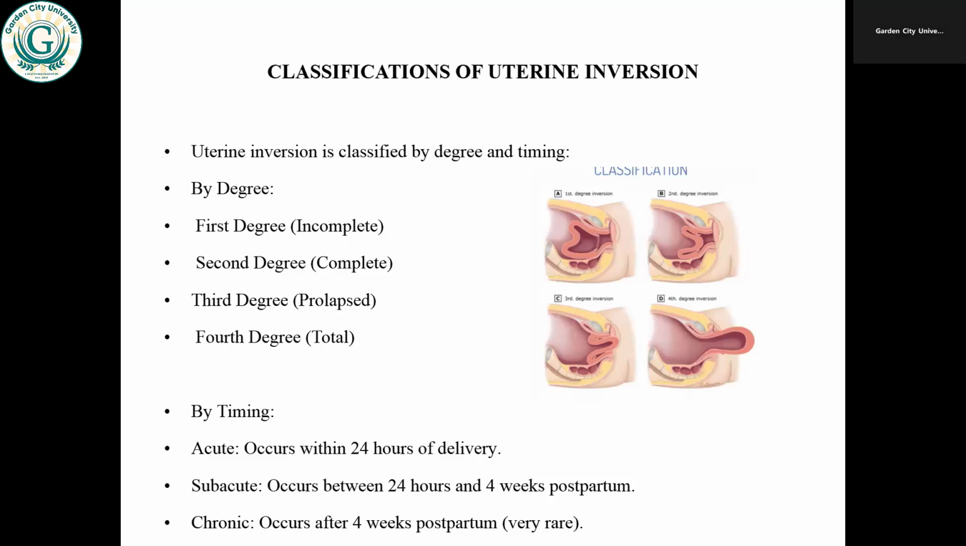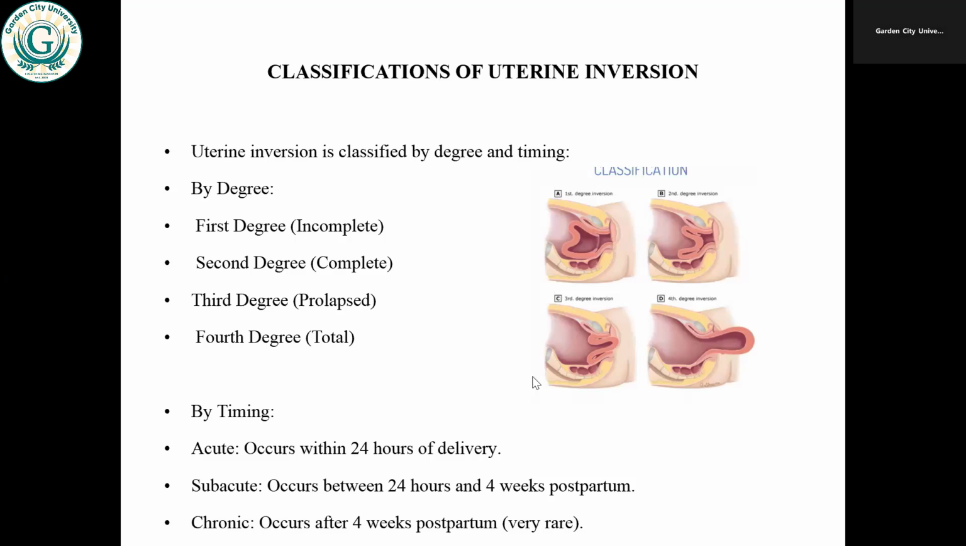So the second degree is also known as the complete inversion, whereby the uterine fundus will protrude through the cervix into the vagina. We also have the third degree, known as the prolapse, whereby the inverted uterus will protrude outside the vulva so it can be seen. And then lastly, we have the fourth degree, known as the total inversion, whereby the entire uterus, including the cervix, will invert and is found outside the vulva. But this one is normally rare. It's very rare and is often accompanied by vaginal inversion.